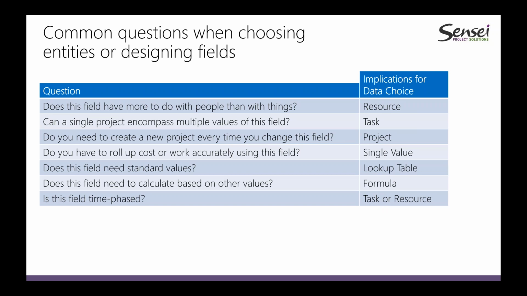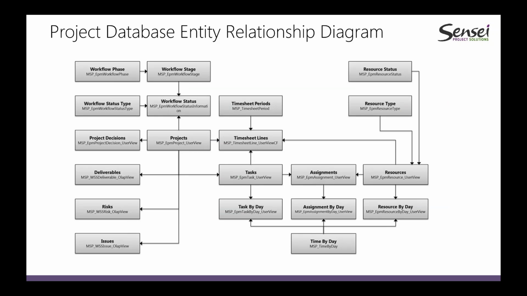So just think about these questions when you're thinking about how to group these fields together into these entities. You want to just think through the questions here. So this is a project database entity relationship diagram. This lays out a lot of the tables that are involved. There are hundreds of tables in this database, especially Project Online and Project Server. You can see all of these tables down below, and you need to think about how they're related.